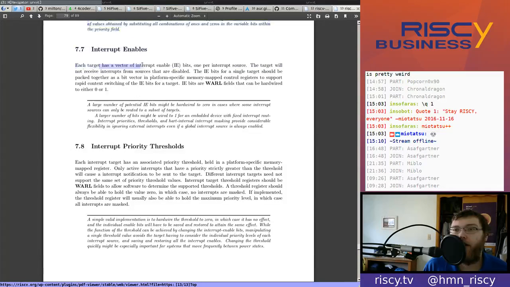Each target has a vector of interrupt enable bits, 1 per interrupt source. The target will not receive interrupts from sources that are disabled. The IE bits for a single target should be packed together as a bit vector in platform-specific memory-mapped control registers to support rapid context switching of the IE bits for a target. IE bits are WARL fields that can be hardwired to either 0 or 1.